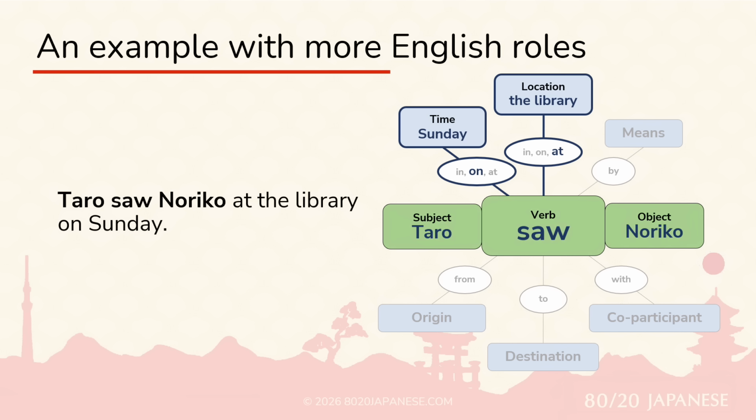But this is how we build English sentences. We build a core, we have a core part of the sentence, which is the subject, verb, object, and then we can add on other things using prepositional phrases.